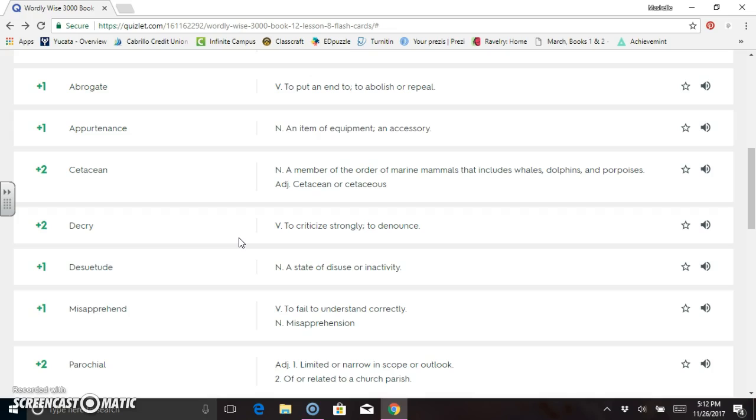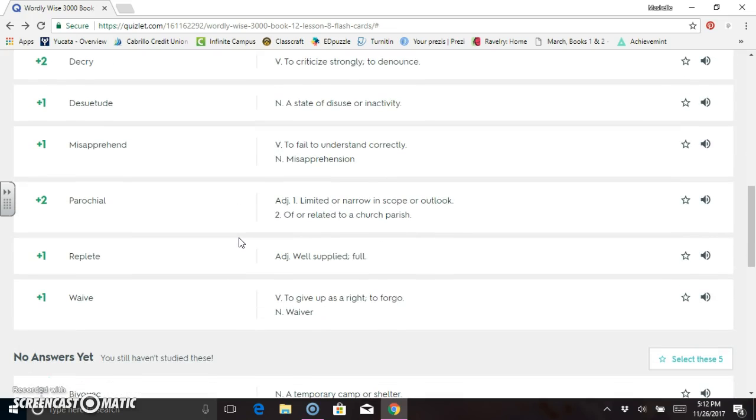The next one, misapprehend, is a verb and a noun version. The verb is to fail to understand correctly, and the noun is just the other state of the word, misapprehension. To fail to understand correctly is that idea that the subject is so difficult that you're not grasping the concept, or a definition is difficult so you're not understanding it. So keeping that in mind, it makes it that idea of that apprehension that comes with it.